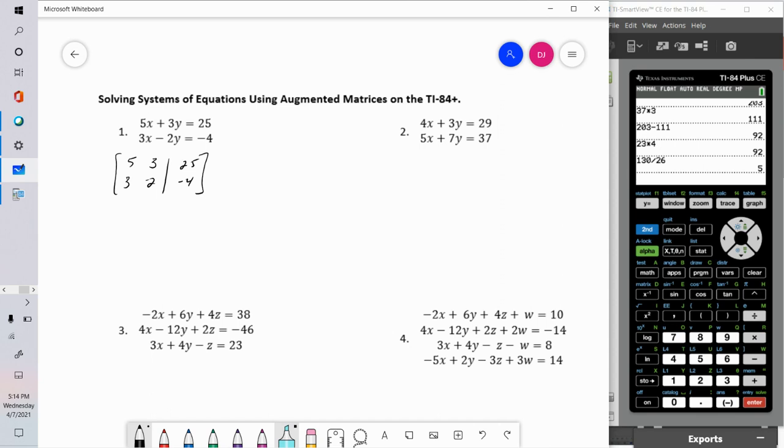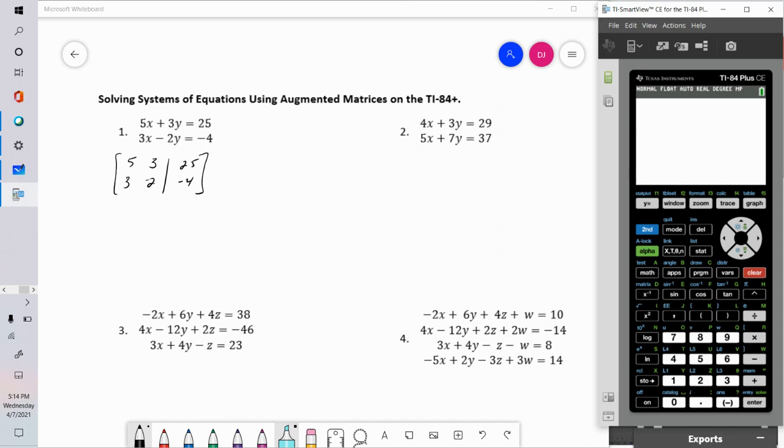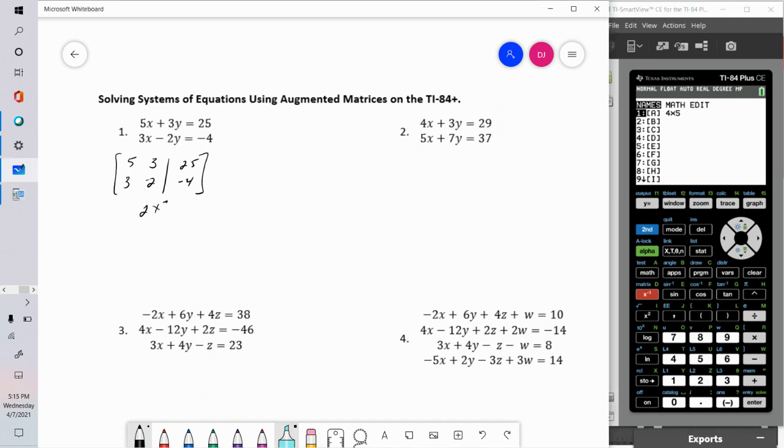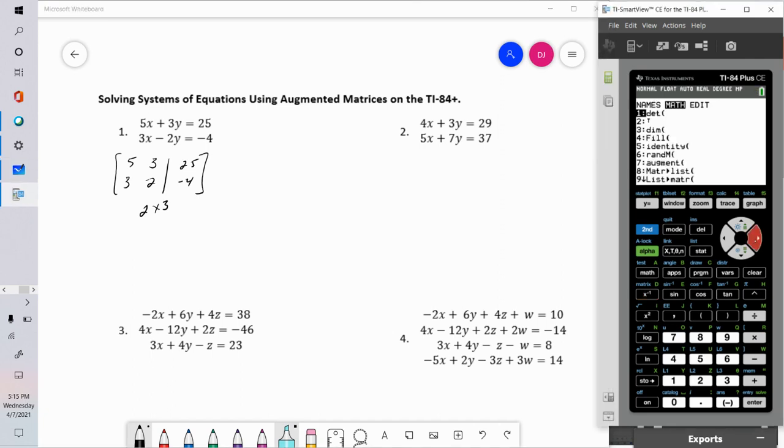Now what I can do is go to the calculator. Notice my calculator over here. Let's clear this. There's a matrix button. I just press that x^-1 button. Notice that right above it in blue it says matrix. So we're going to go to second matrix. Your calculator will hold some matrices. I want to enter this 2 by 3 augmented matrix into the calculator. So I'm going to go over to Edit, select Matrix A.